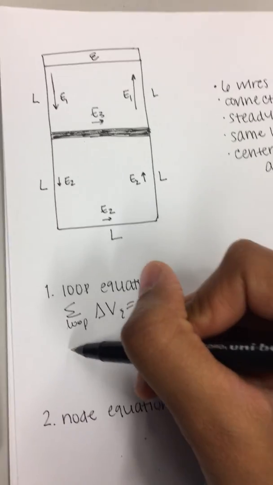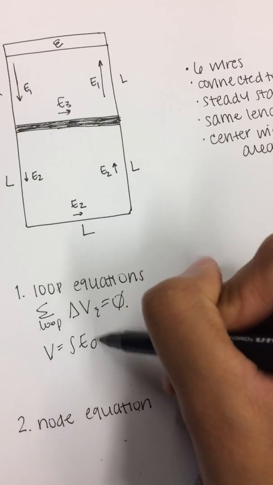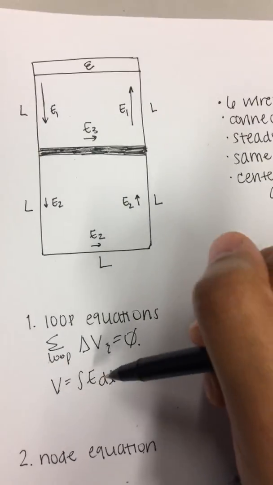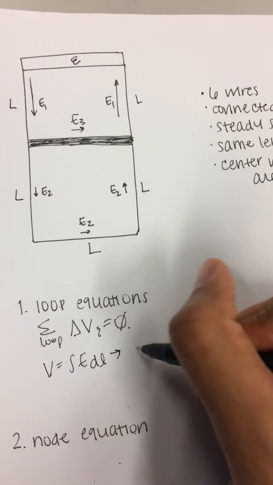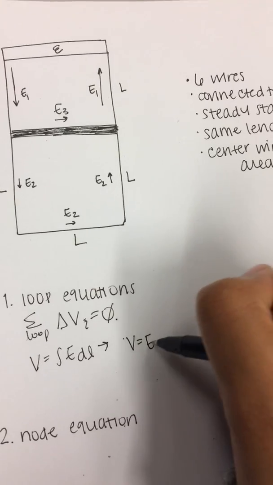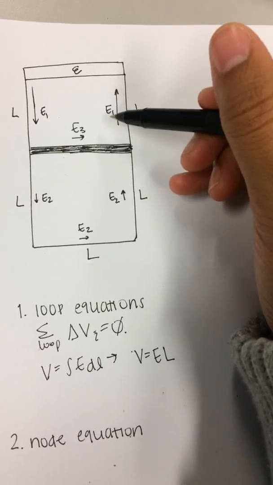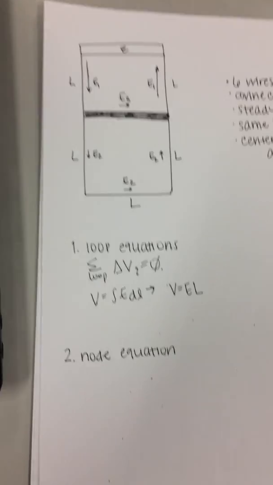You also know that V equals the integral of E dl. And in terms of the circuit, it would just be V equals EL, so E times the length.